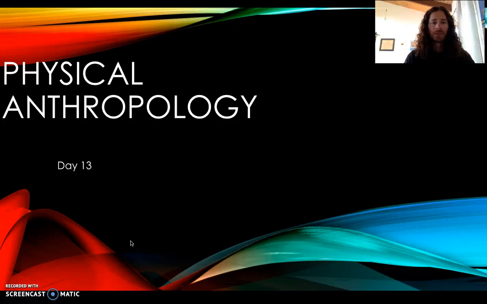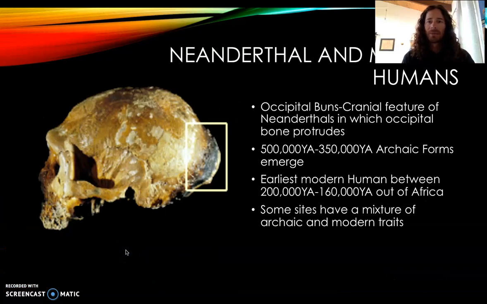Hi class, this week we'll be talking about Neanderthal, archaic Homo sapiens, and Homo floresiensis. One of the big hints this week is that Neanderthal has some different cranial morphology. The first is that they actually have occipital buns. That's the highlighted area in this picture here.